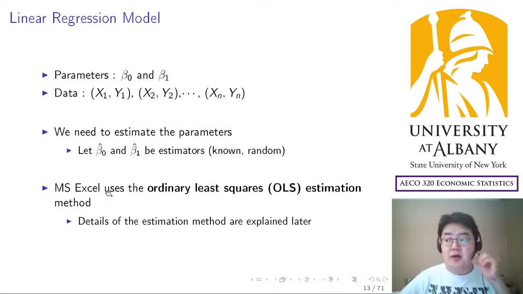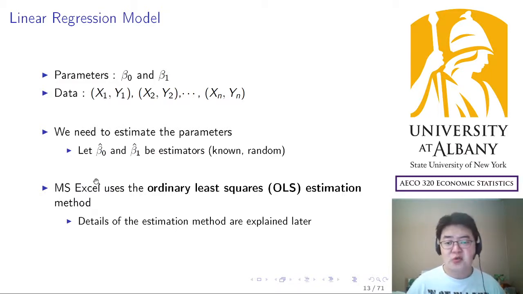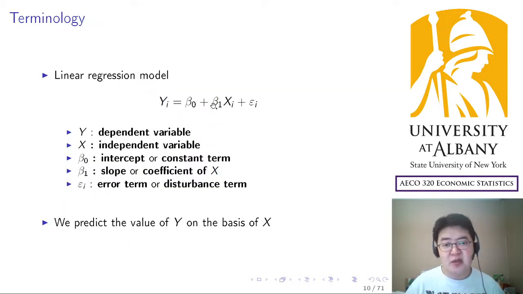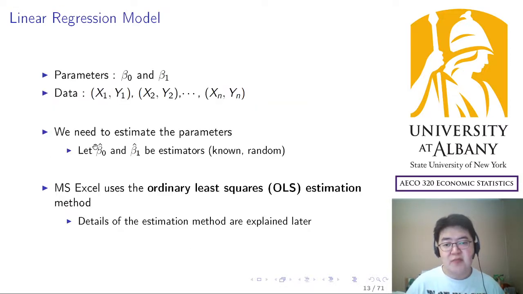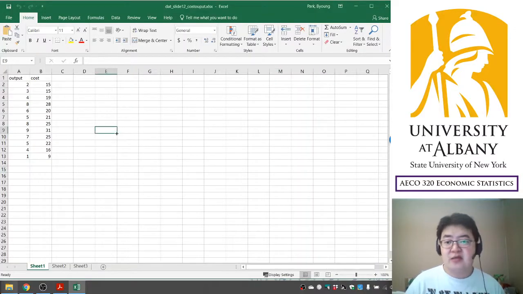Hello. We considered the cost and output example to introduce the regression model, to motivate the regression model. And I am going to first show you how to obtain the estimators. So remember, we are going to estimate beta 0 and beta 1, and we will denote them as beta 0 hat, beta 1 hat. So when the data are given, Excel or statistical software is going to calculate that for you. So let's have a look at the data.